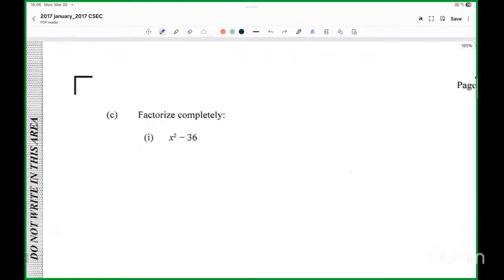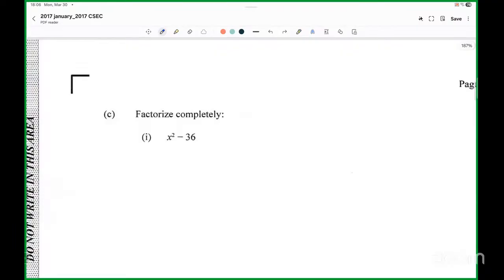Next question says, factorize this completely. That's the difference of 2 squares. That's a square, and that's a square, because 36 is the same as 6 squared. This can be written as x squared minus 6 squared. Then we apply the rule for the difference of 2 squares: the difference of the numbers and the sum of the numbers. So it becomes x minus 6 times x plus 6. That's the answer right here.